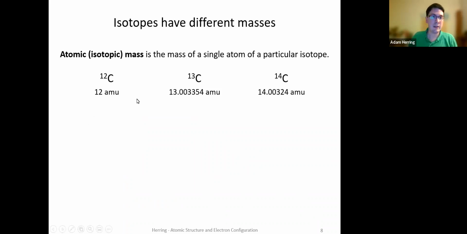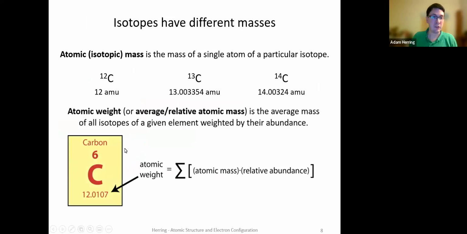And so we can describe the average atomic mass of an element as a weighted average of each of the different isotopes. So when you look at the periodic table, you can see that the atomic mass that's listed for carbon is 12.0107 grams per mole, or AMU, atomic mass units. However, that doesn't correspond to any of the individual isotopes of carbon, but rather it's a weighted average.